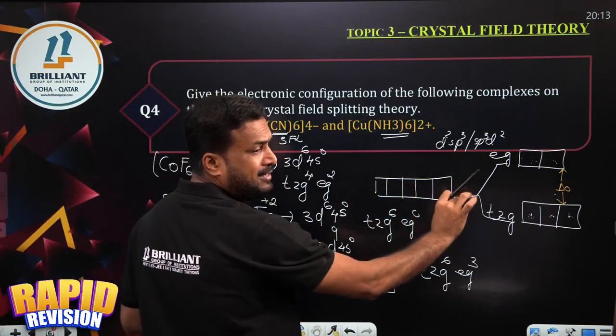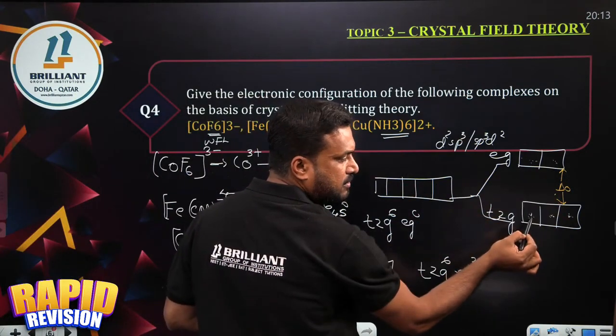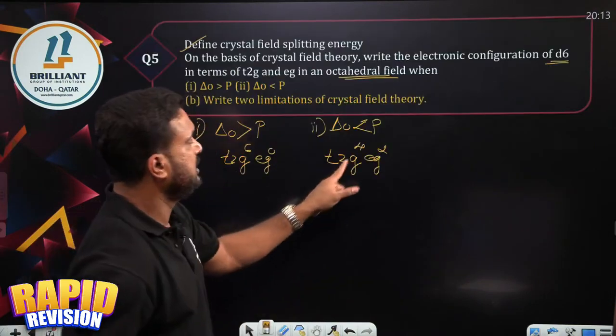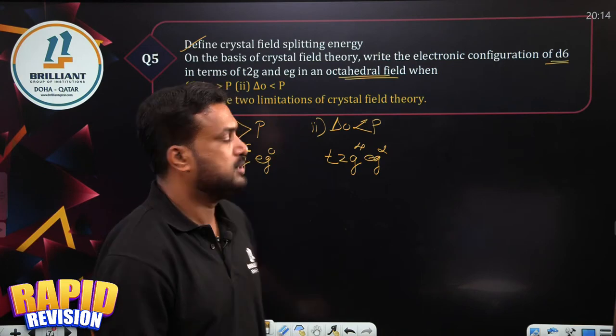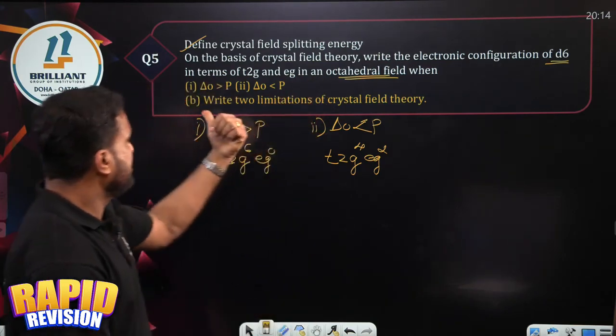I'm not going to draw again, it will be a waste of time. So 1, 2, 3, 4, 5, 6, which means here it is 4, here it is 2. That is the way we got T2G4, EG2. Yes, P plus and D, correct, T2G4. This type of question you can expect. Yes, one more sub question is there.